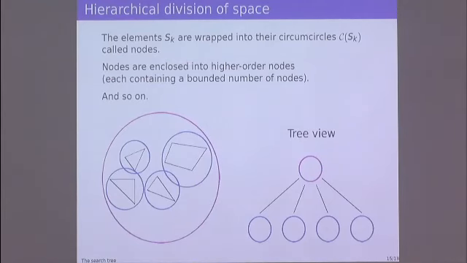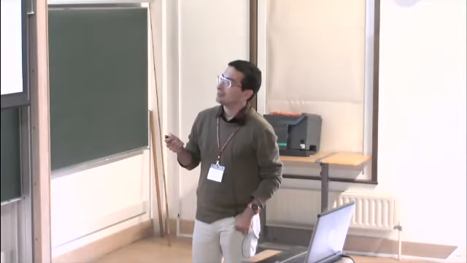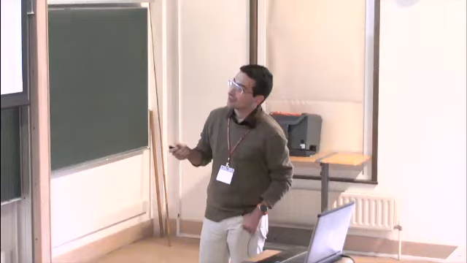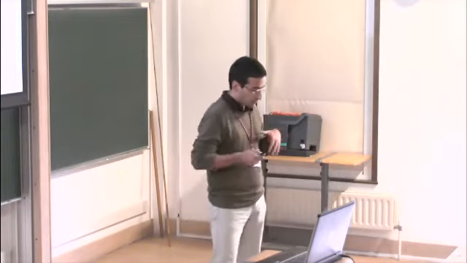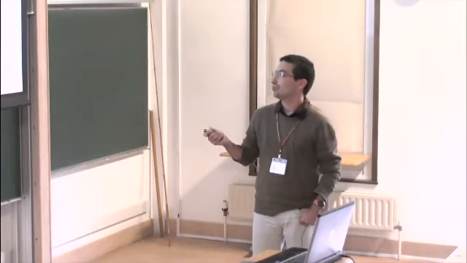You arrange the elements of the source mesh. You wrap them into their circumcircles here in blue. And you call these nodes. Why nodes? Because you will construct a search tree, and the nodes are enclosed in turn into higher order nodes here in purple, so that each big node contains a bounded number of other nodes. So this looks like an unusual tree, but it is not exactly, because you can have, of course, intersections here. That's the price to pay to have a geometry that is compatible with the spherical distance. So in tree view, you have this.